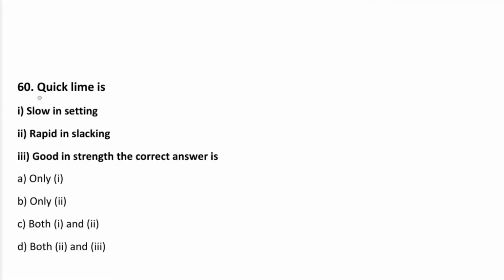Next question, the quick lime is: 1, slow in setting, 2, rapid in slaking, 3, good in strength. The options are: option A only 1 is correct, option B only 2 is correct, option C both 1 and 2 are correct, option D both 2 and 3 are correct. The correct answer is option C, both 1 and 2 are correct.